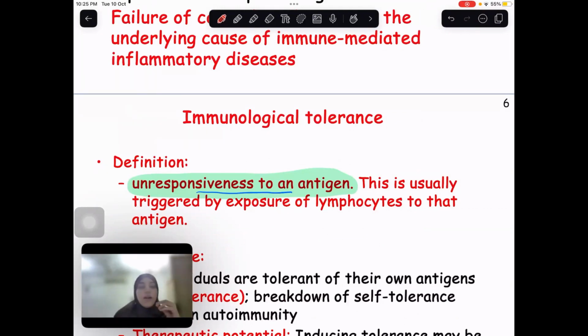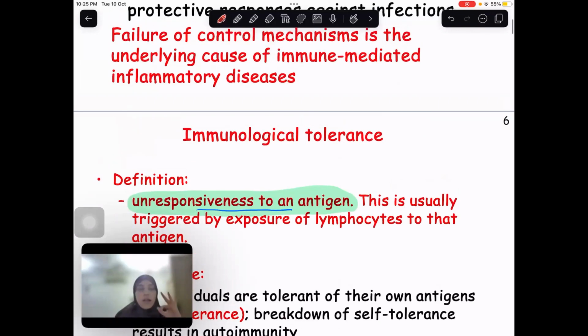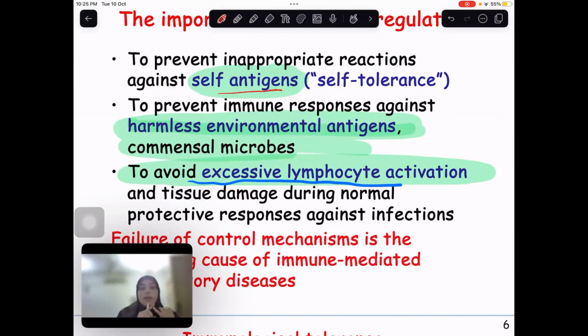What types of antigens do I want my immune cells not to recognize? Three things. I want tolerance against my self-antigens. So my immune cells are not going to be recognizing my self-antigens. They're not going to be reacting to them. That is good. I don't want this to happen because if my immune cells recognize my self-antigens, then they will start to attack them. This is what happens in autoimmune diseases, okay? So my immune cells need to be tolerant to my self-antigens. Unresponsive, do not recognize my self-antigens.